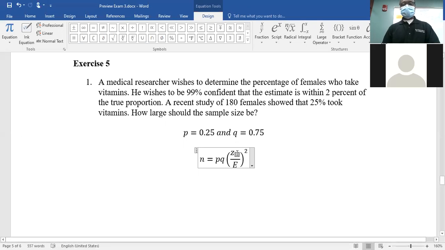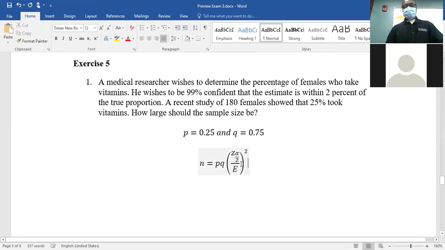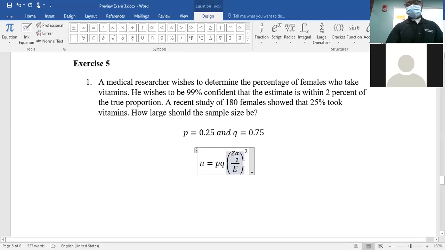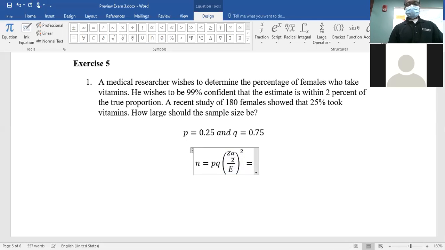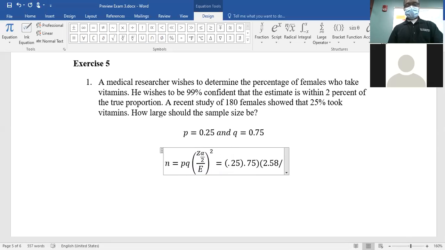I want to type alpha over 2 here. So what is Z alpha over 2 here? Equals to the square root of PQ, which is 0.25 times 0.75, times the critical value for 99%, 2.58, divided by E. E is 2%, that is 0.02. Be careful about this.